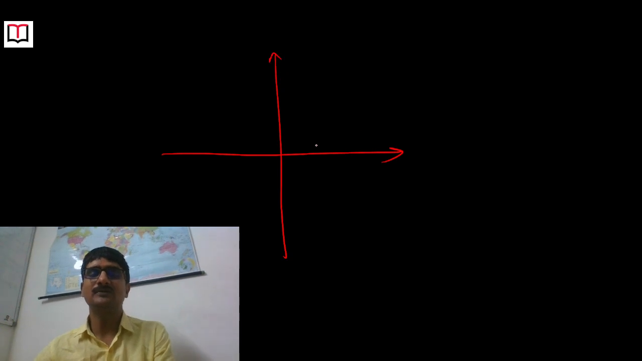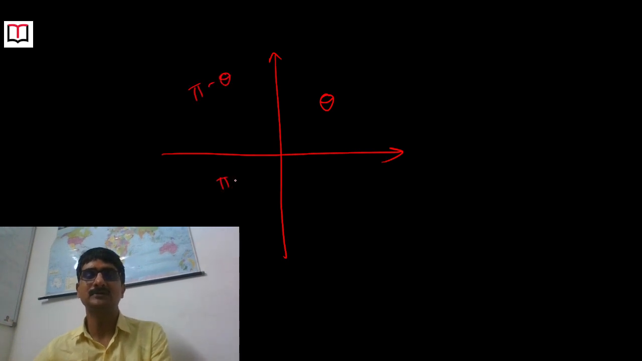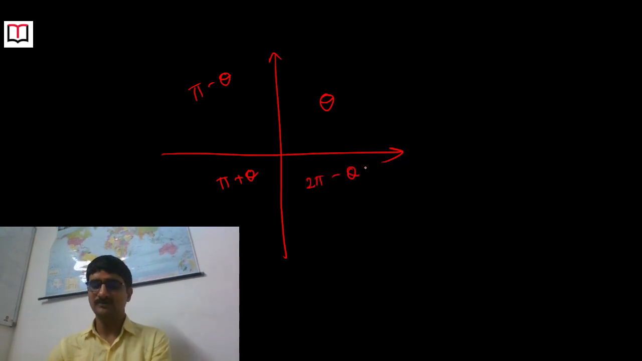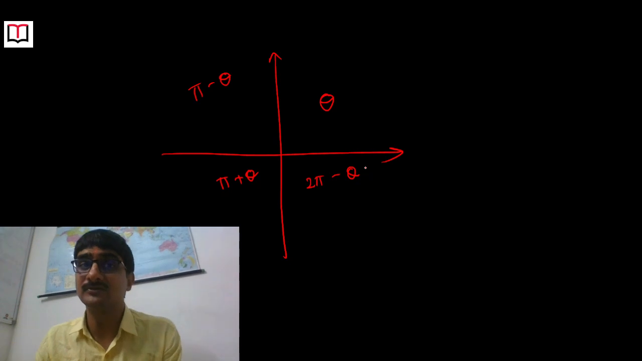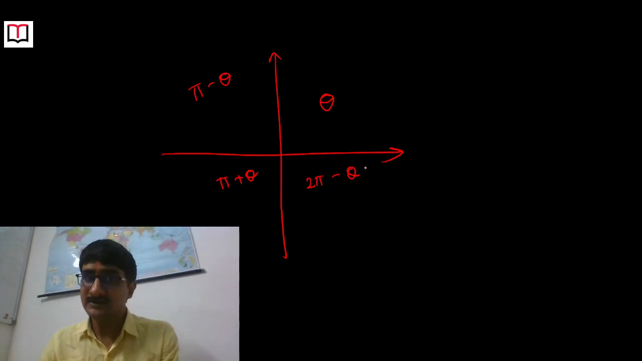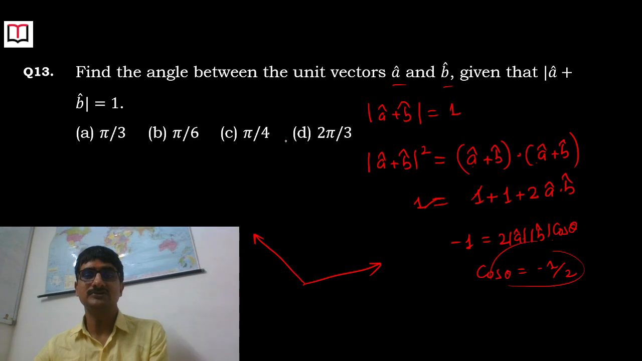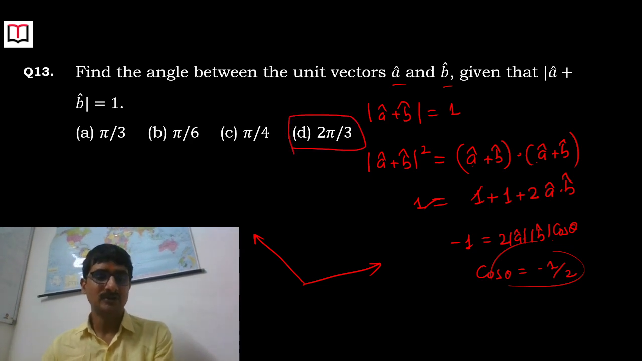I will just brief it quickly here. To get an angle in the second quadrant, if the first quadrant angle is theta, the corresponding angle in the second quadrant is pi minus theta, in the third quadrant it is pi plus theta, and in the fourth quadrant it is 2 pi minus theta. So the answer is pi minus pi by 3, because in the first quadrant cos theta is half and theta is pi by 3. So the answer should be 2 pi by 3. Isn't that so? That's the answer here.